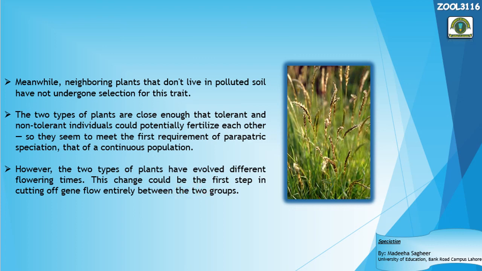Once they have evolved different flowering times, they are no longer able to have gene flow between the main population and the population subjected to the heavy metal contamination. This change could be the first step in cutting off gene flow entirely between the two groups. After the prevention of gene flow, they are entirely reproductively isolated, and they have undergone the process of speciation. This is what is known as parapatric speciation.